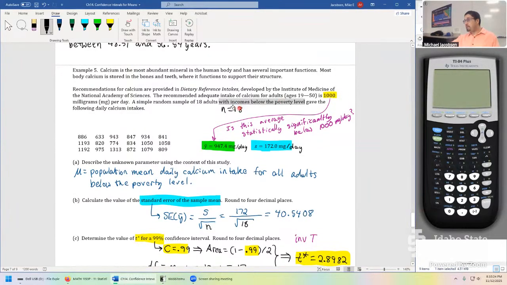Does the population of all people with incomes below the poverty level have an average daily calcium intake level that's below the recommended level of 1,000? That's what this problem is really all about. And now that we have the confidence interval, we can address this.